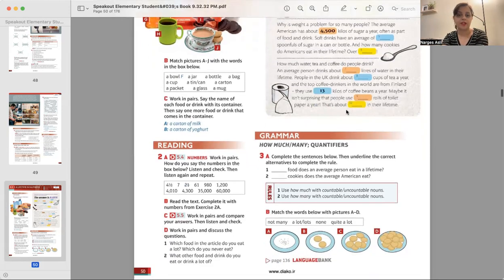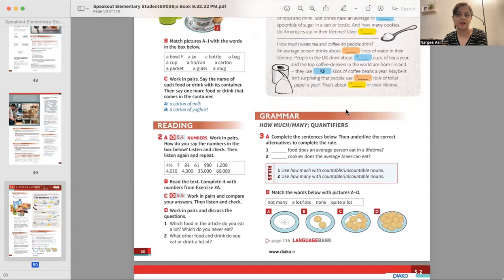Okay. Reading part. Working in pairs. How do you say the numbers in the box below? Listen and check, then listen again and repeat. Okay, look at this box. Maybe all of us know about this box. We know how to read this kind of number.